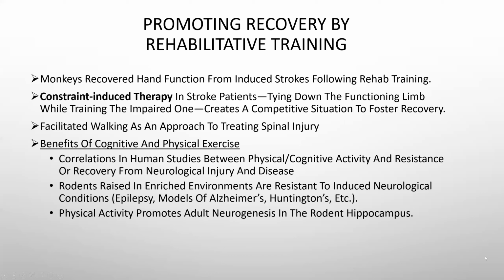And what about rehabilitative training? Monkeys recovered hand function from induced strokes following rehab training. How do they do that? Well, they work with constraint-induced therapy, which means they tie down the functioning limb while training the impaired one. What this does is create a competitive situation to foster recovery, so that the individual has to use the limb that is impaired.